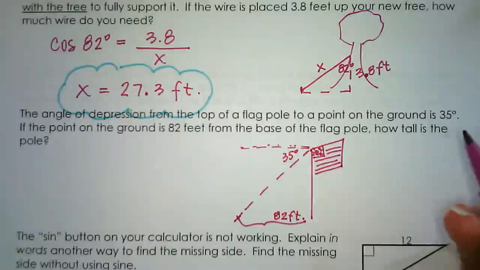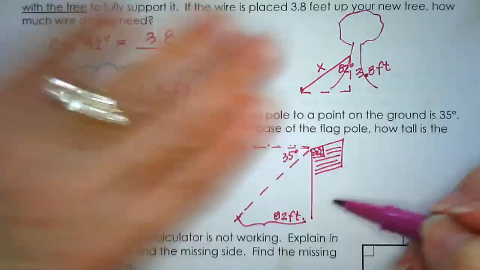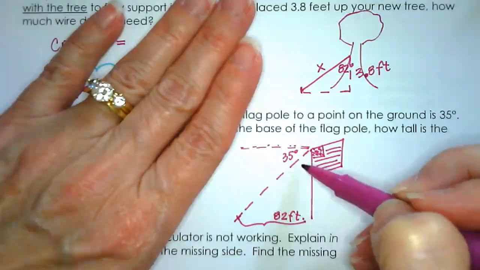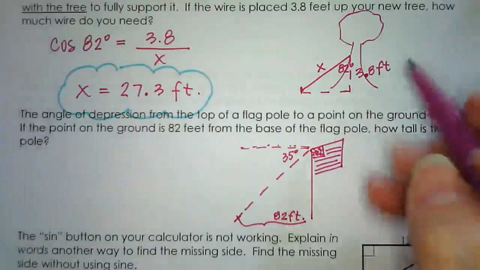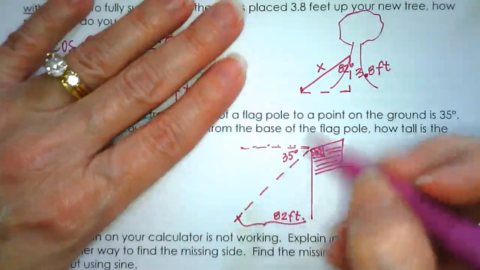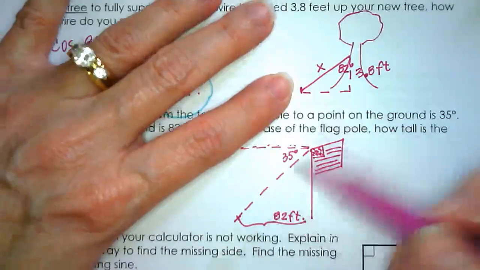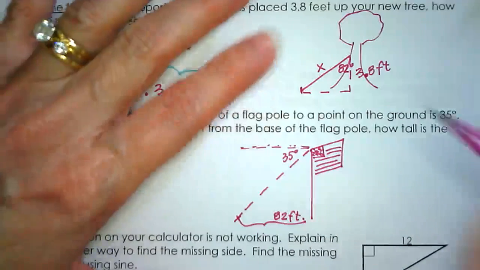Now, there's two ways we can do this, because if we look at this triangle right here, then this isn't 35. Over here would be 55, because we know that's going to be 90 degrees. Or we know that the angle of depression and the angle of elevation are congruent. So if this is 35 degrees, this one right here will also be 35 degrees.